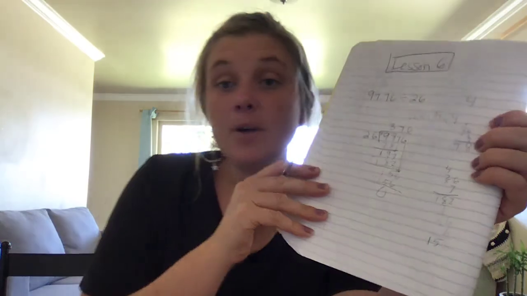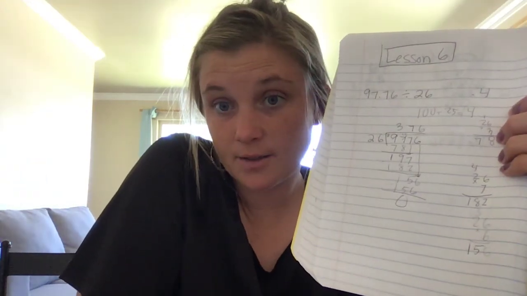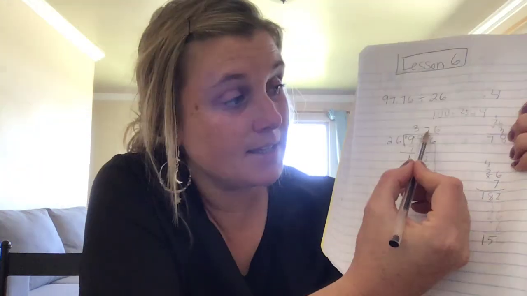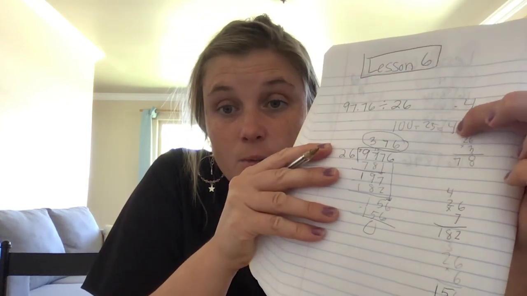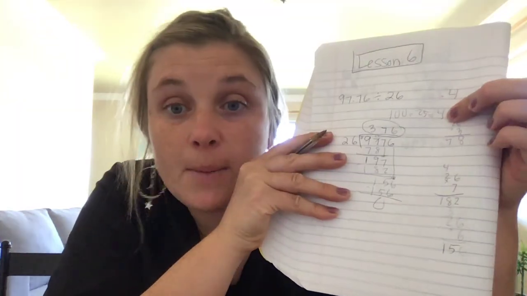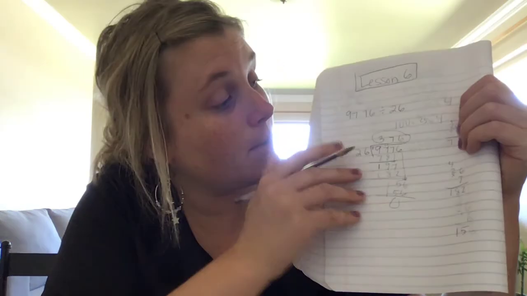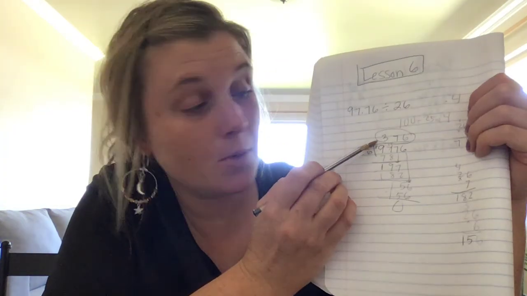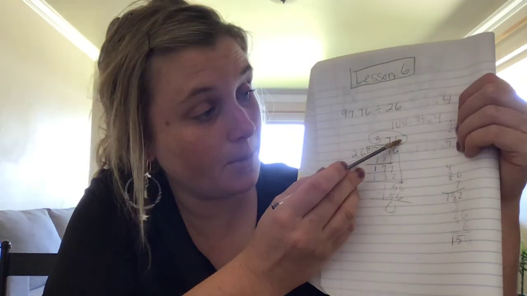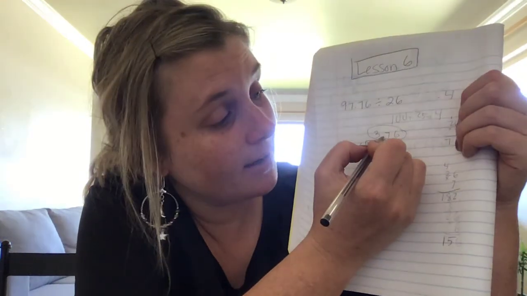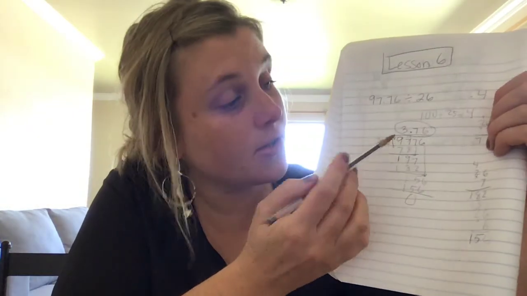Okay, so now we got our answer, right? 3.376. That's our answer. Now remember what we did? We came up here and said that 100 divided by 25 equals 4. So now this is important. Where do we put the decimal? Do we put the decimal here? Do we put the decimal here? Do we put it here? 37.6? Or do we put it here? Where are we going to put it? Right here, right. Because 3.76 is close to 4.